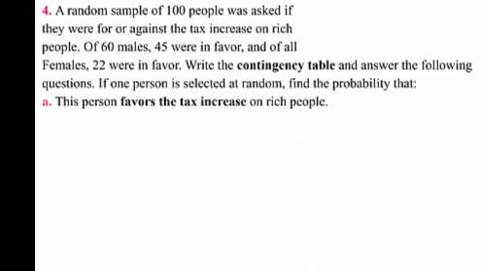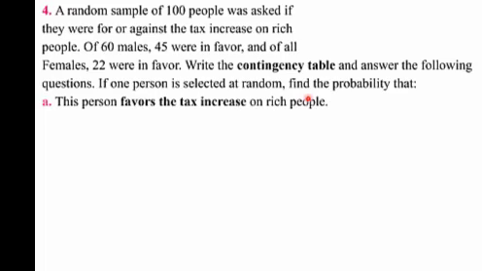A random sample of 100 people was asked if they were for or against the tax increase on rich people. Of 60 males, 45 were in favor, and of all females, 22 were in favor. Write the contingency table and answer the following questions. If one person is selected at random, find the probability that A, this person favors the tax increase on rich people. You got to come up with the table and understand that when we say contingency table, we have a number of columns and number of rows.